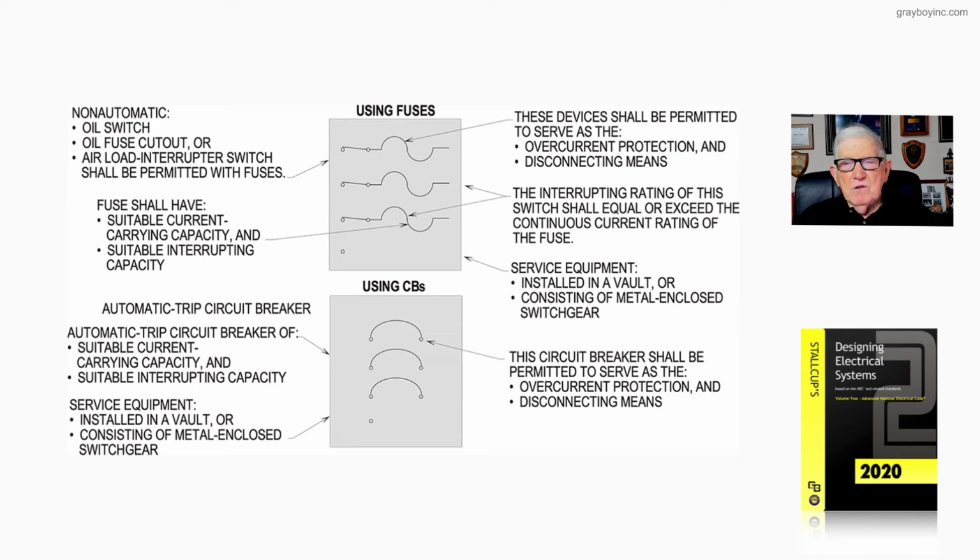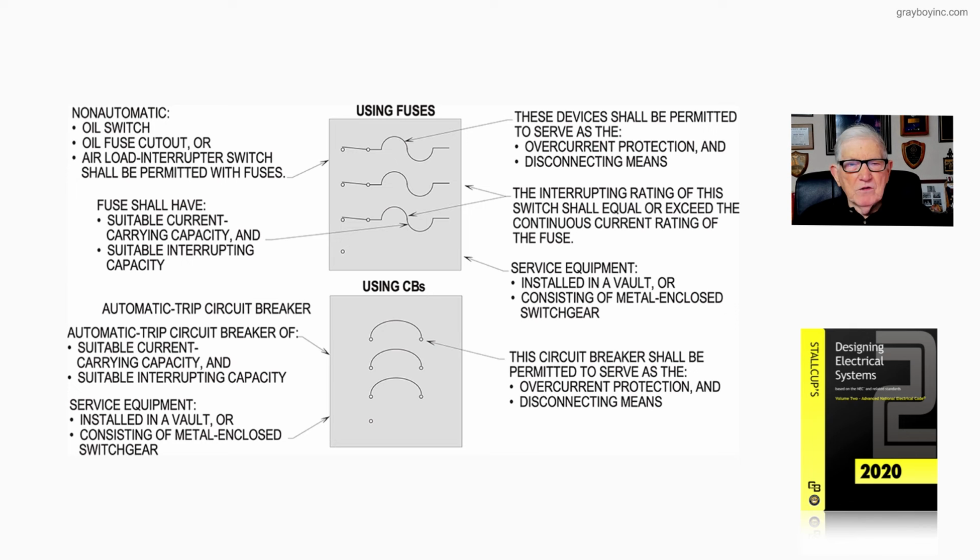And then notice they're telling you that the service equipment could be installed in a vault or consisting of metal enclosed switchgear. Now, dropping down to the circuit breakers, this would be 490.21(A). The fuses above was 490.21(B) that listed all the arrangements.